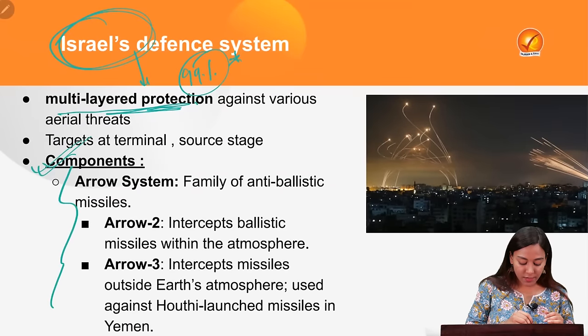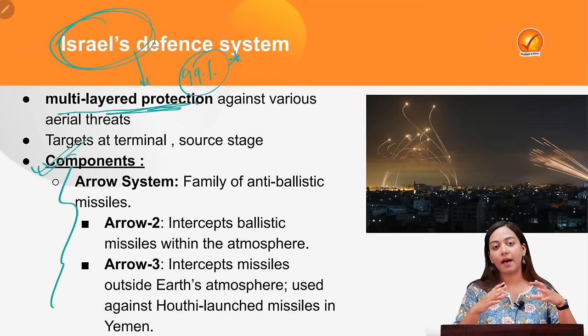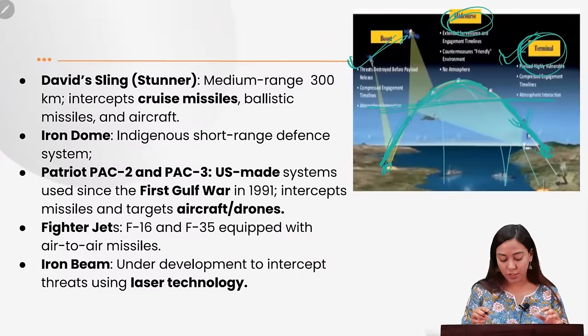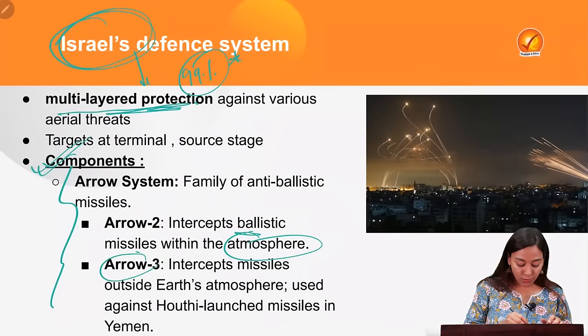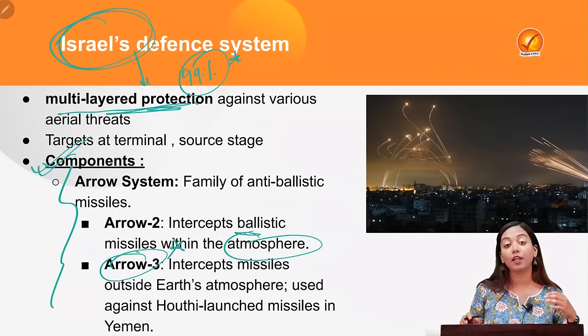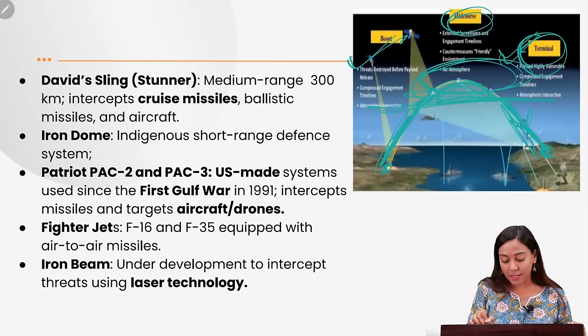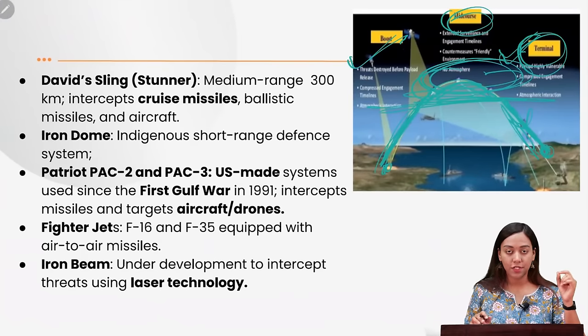We'll understand that. First of all is the Arrow system. The Arrow system is a family of ballistic missile interceptors which are shot in an array. Okay. So Arrow 2, the variant 2, intercepts ballistic missiles within the atmosphere. Within the atmosphere, which means in the boost stage and in the terminal stage. But Arrow 3 has more capacity. It can also attack something which is beyond the atmosphere, which means in the mid-course stage as well. Look at the efficiency they have.